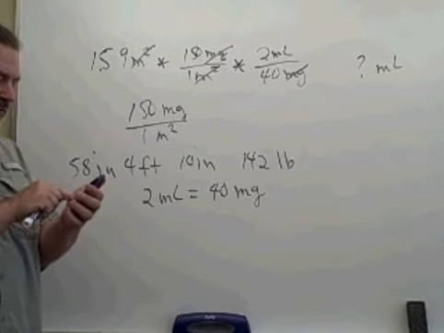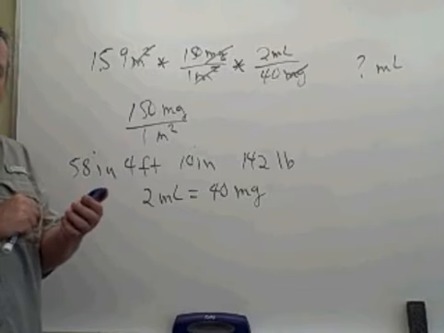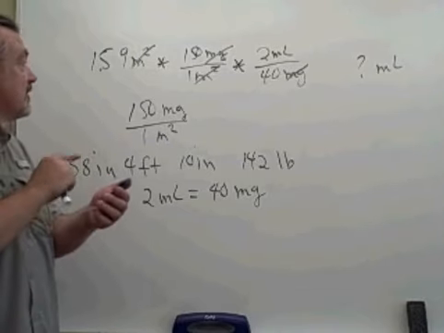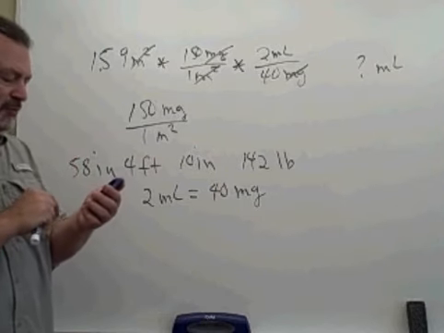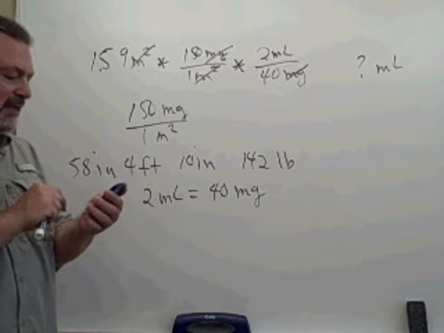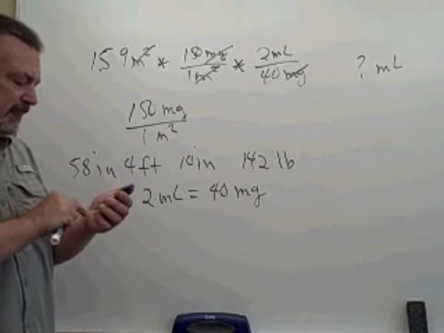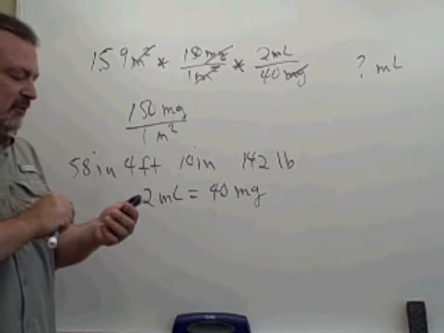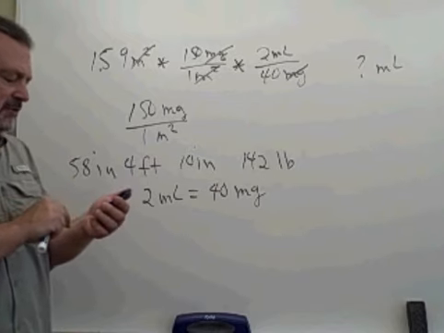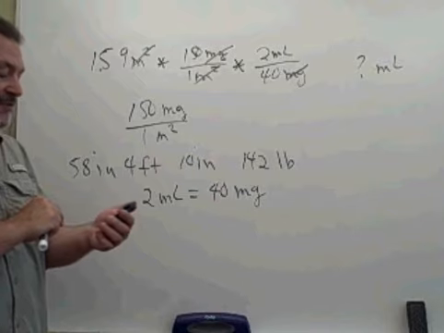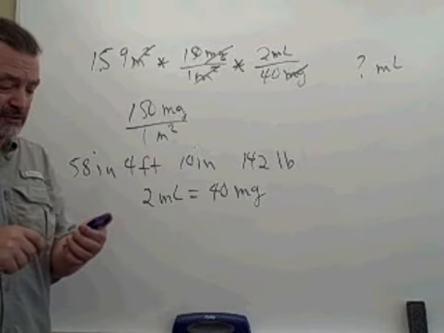I've got 1.59, which was my approximate body surface area, times 150, that was the number of milligrams per square meter, times 2, that equals 477. Divide that by 40 milligrams. That gives me 11.925.